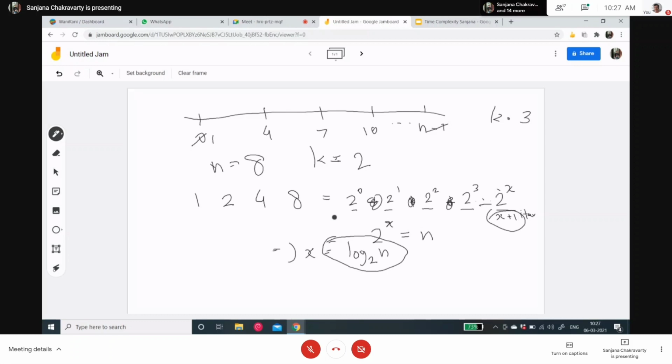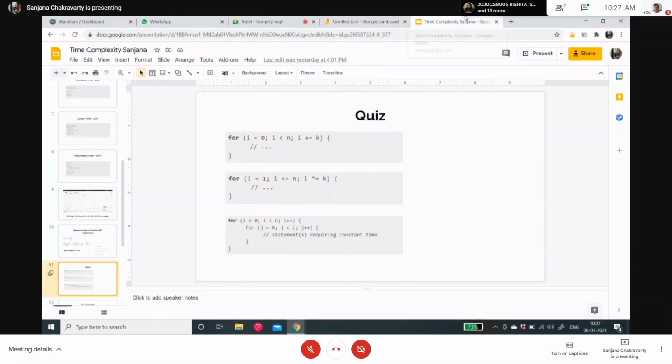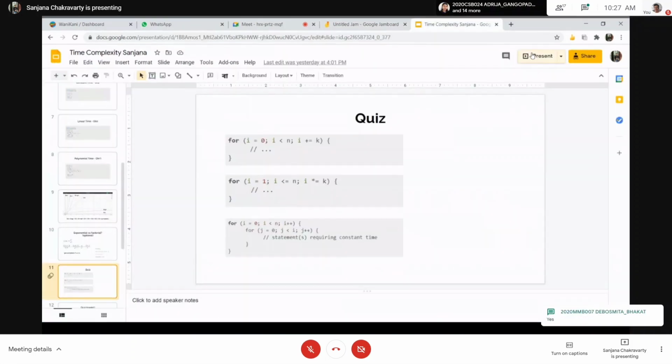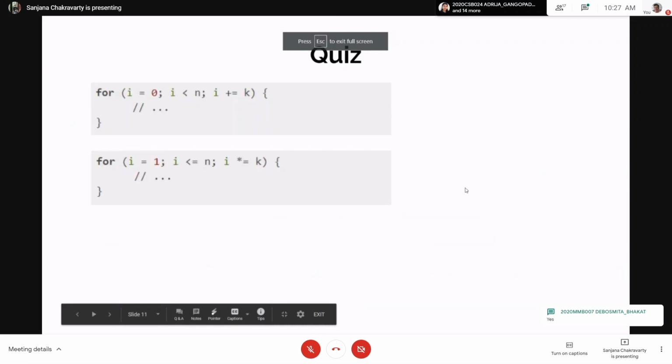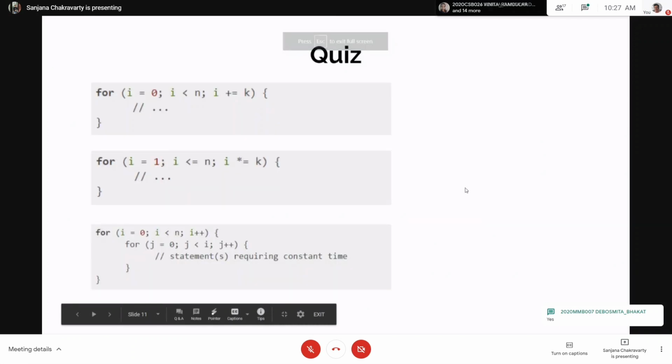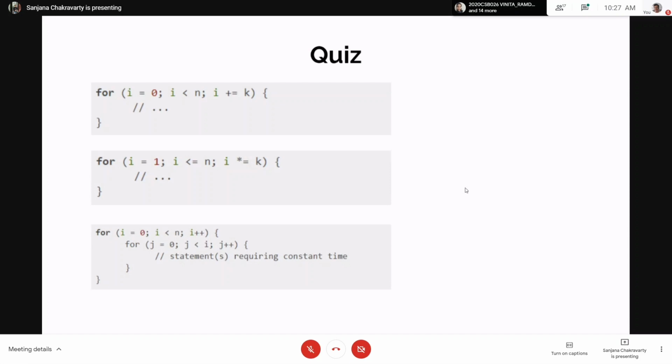Could you understand that? The ones who gave a wrong answer, do you understand what went on? Okay. So let's go to the next one. This is two loops.